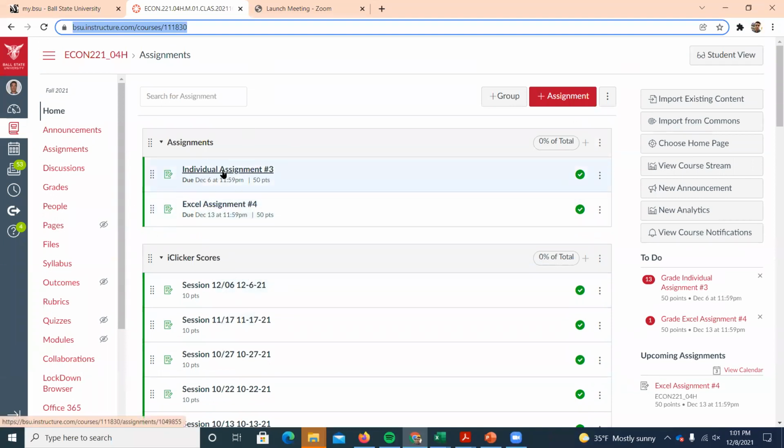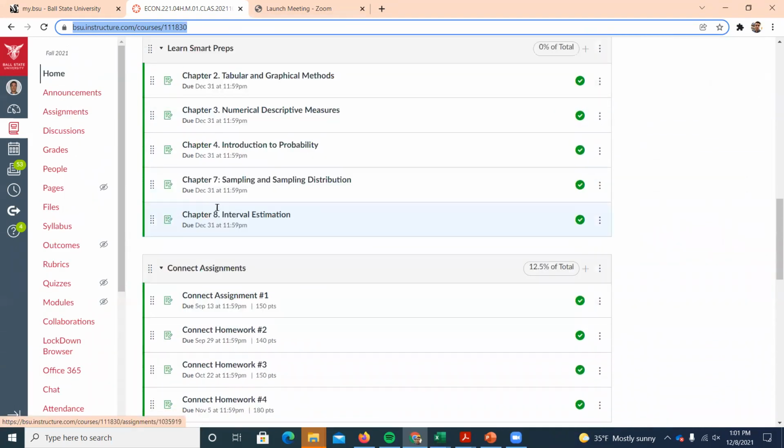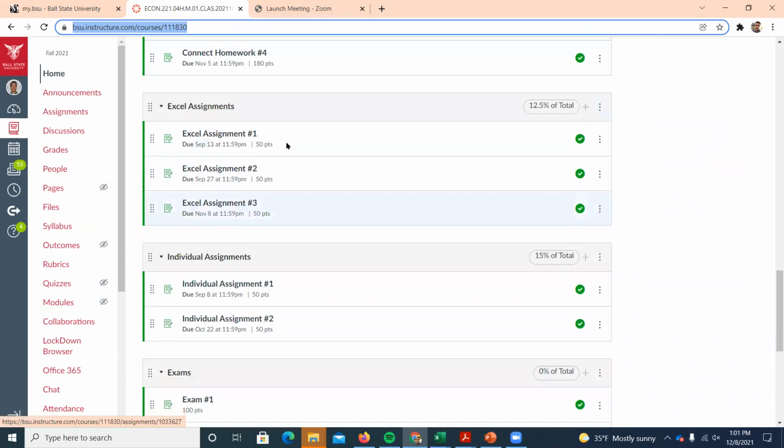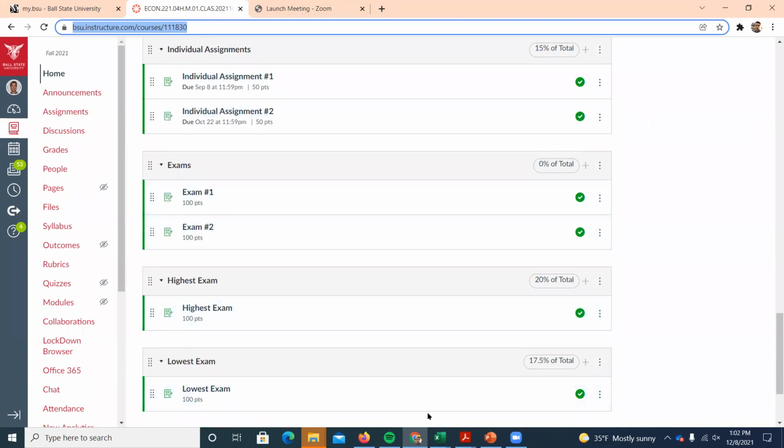The individual assignment was due Monday. I should be able to get through all those tomorrow, so you should see a grade pop up in a similar way for your individual assignments. Also for the Connects, and for those 4 Excels. So you'll have your grade in each one of those categories. You'll also have your first and second exam score.